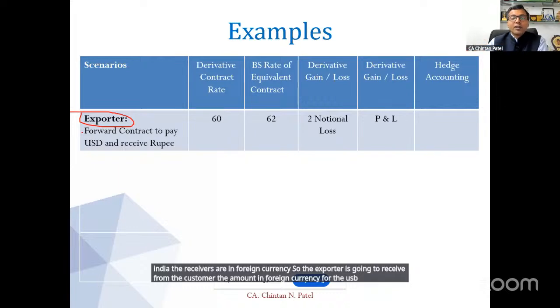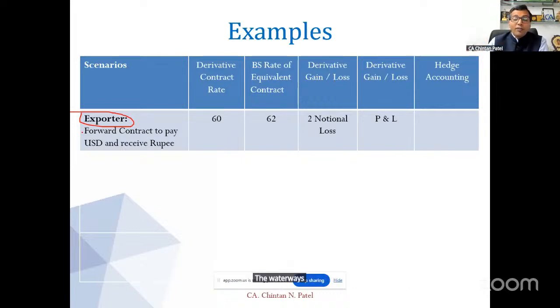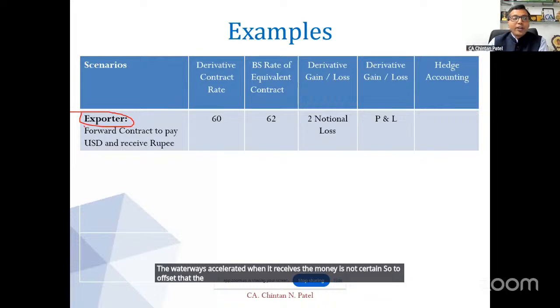Now the risk is what? The exchange rate when it receives the money is not certain. So to offset that risk, the exporter enters into a forward contract wherein it enters into a contract to pay USD. Why pay USD? Because it's going to receive USD from the customer. So pay USD and receive the fixed amount.